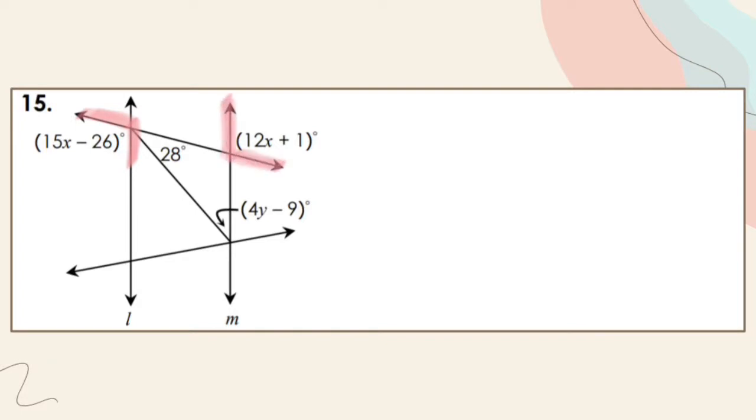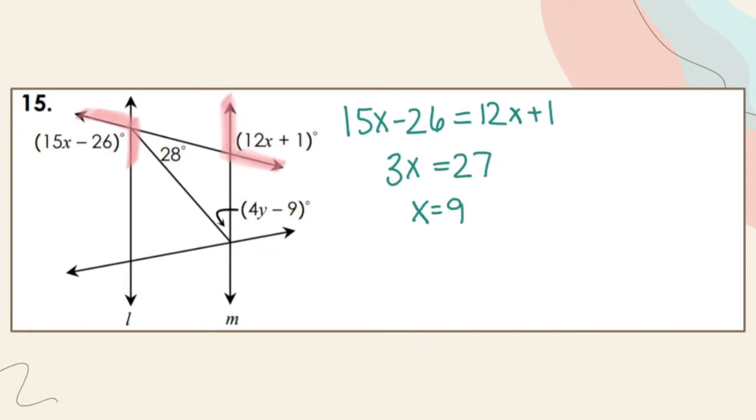Those 2 angles are alternate exterior angles. That means that they're going to be congruent, so we can set them equal to each other. 15x minus 26 equals 12x plus 1. So this is going to give us 3x equals 27 and x equals 9. So that's part of our answer.